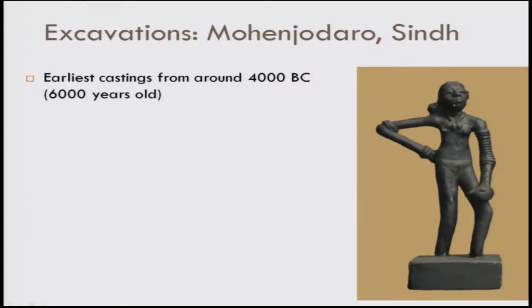This was basically made by casting, and it is considered to have been manufactured around 4000 BC, that means around 6000 years back. Of course, the size looks too small by today's standards: it is a bronze dancing girl around 11 centimeters high, made of bronze.